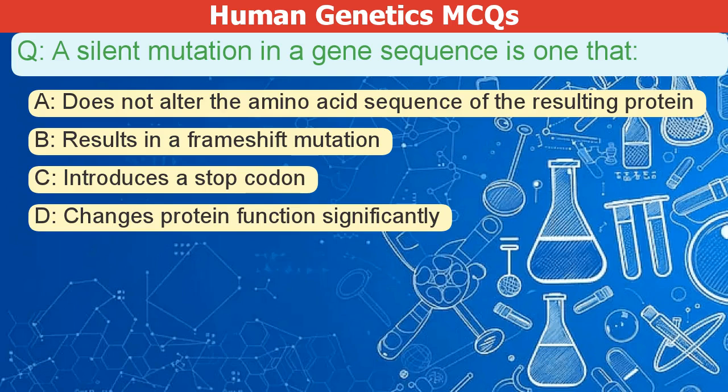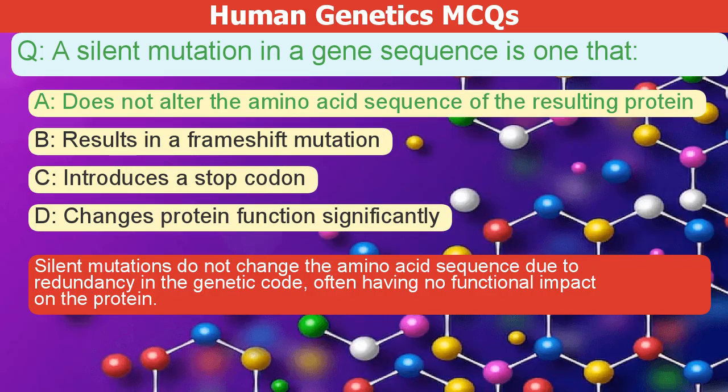A silent mutation in a gene sequence is one that A. Does not alter the amino acid sequence of the resulting protein. B. Results in a frameshift mutation. C. Introduces a stop codon. D. Changes protein function significantly. The correct answer is A. Silent mutations do not change the amino acid sequence due to redundancy in the genetic code, often having no functional impact on the protein.